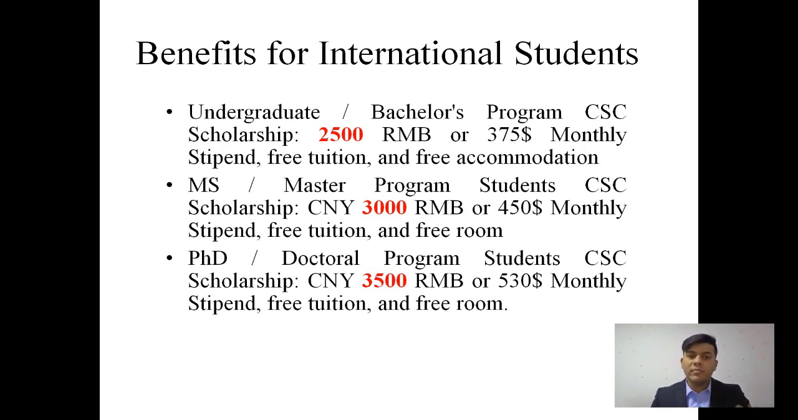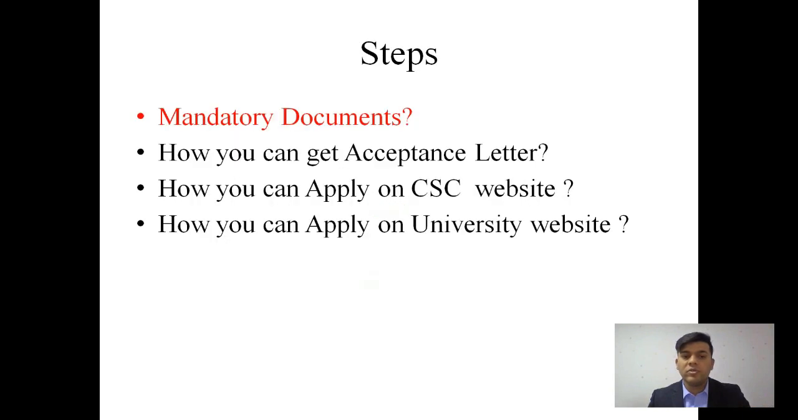If you apply for the master program, then you will get 3,000 RMB or $450 per month, and your tuition fees are also free and your accommodation is also free. If you apply for the doctoral program, then you will get 3,500 RMB or $530 per month, and your tuition fees are free and your accommodation is also free.